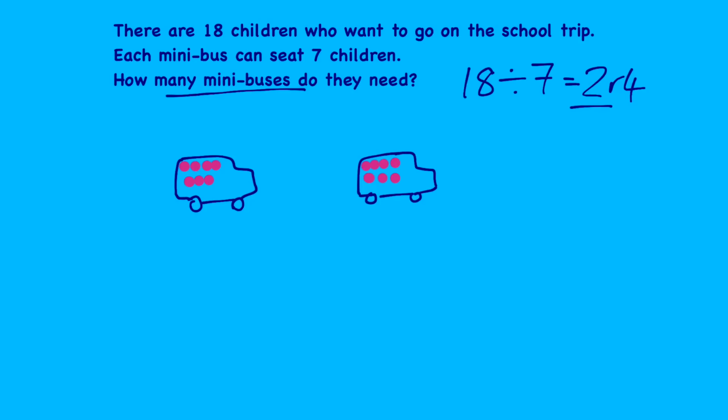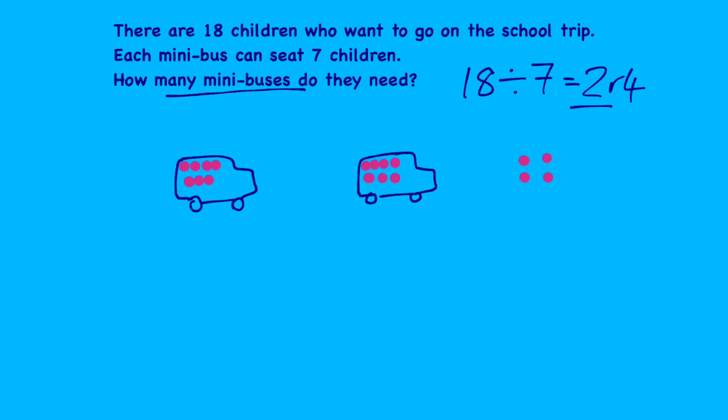But the problem was that not enough of the children are in a minibus, because the question said to us there are 18 children. Well, I've got 7 children here. And I've got 7 children here. So I've only got 14 children in the minibuses. So what happens to my 4 children who are left over? It would be a little bit mean to leave those 4 children at school and not allow them to go on the school trip.